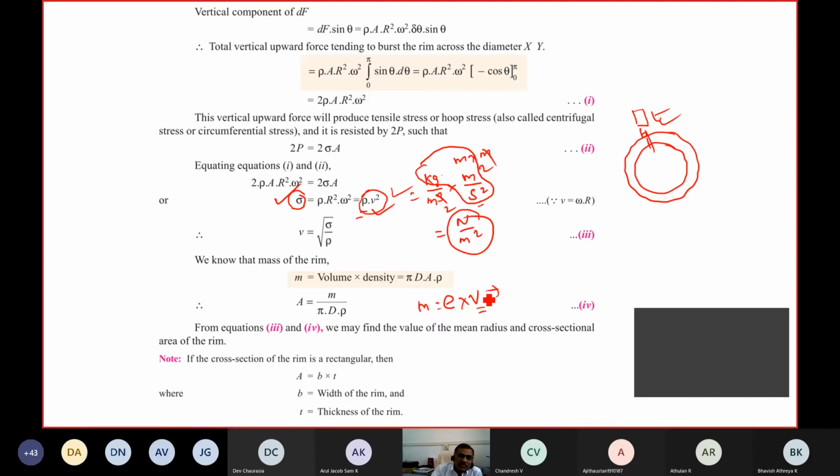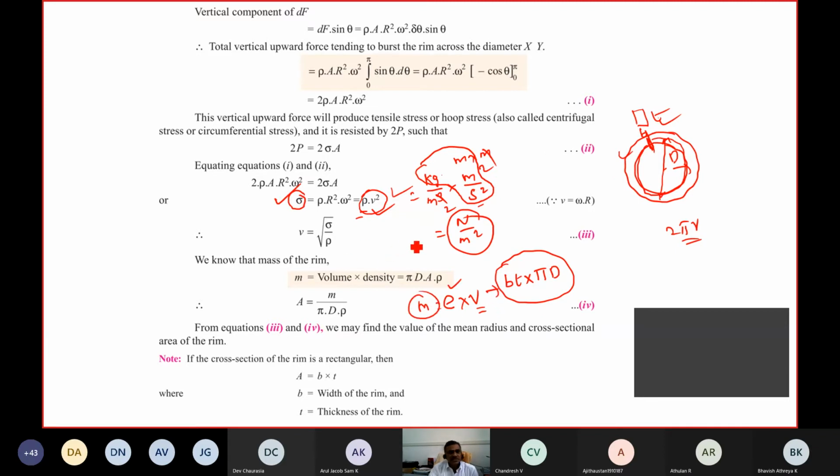How to calculate the volume? Let us take D as the diameter. Volume is the area into the circumference. The area of the cross section is B into T. The circumference is 2 pi r, or pi into d. If you know r, you put 2 pi r, otherwise pi into d. So this will be the volume of material in the ring. If you know the density, you can find the mass.